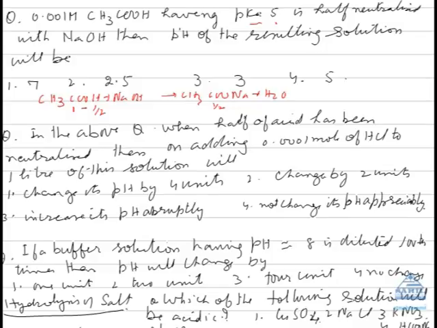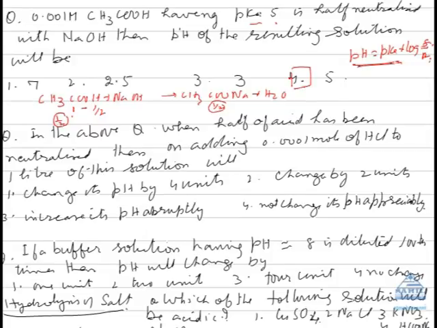So when half neutralization has taken place, the solution contains equal volumes and equal moles of acid as well as salt. So it will form a buffer solution and the pH will be pKa plus log of salt upon acid. Concentration of salt and acid is same. So log 1 will be equal to 0. Hence pH will be equal to pKa. So the answer will be 4th.